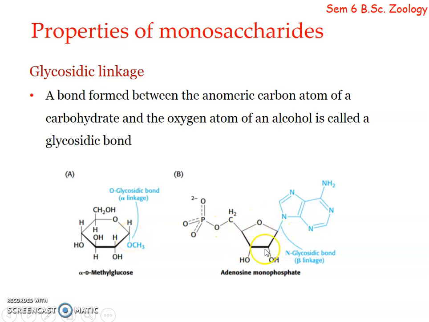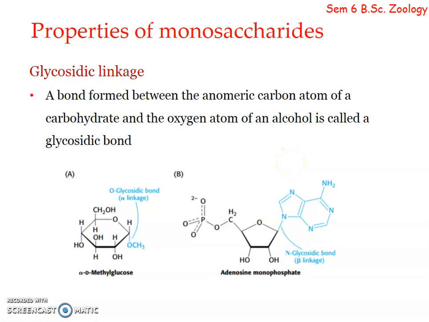This is ribose sugar, carbons 1, 2, 3, 4 and 5, with CH2OH. Here, a bond has formed with the nitrogenous base. This is another bond, again a glycosidic bond. I hope it is clear. Whenever a monosaccharide forms a bond with another molecule, it is known as a glycosidic bond.